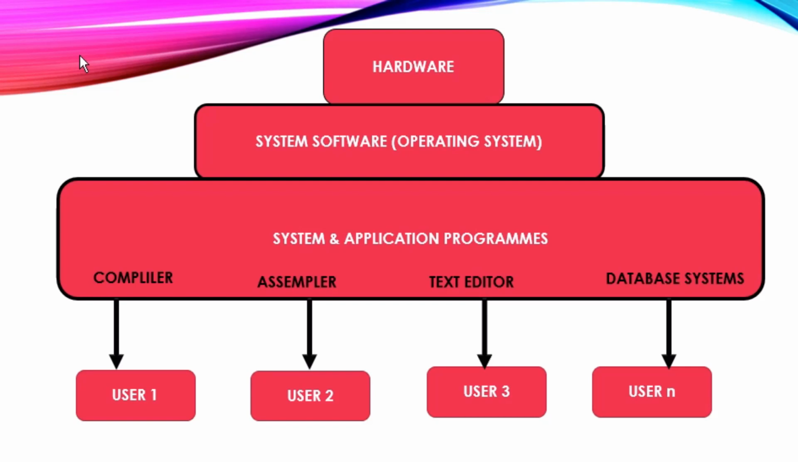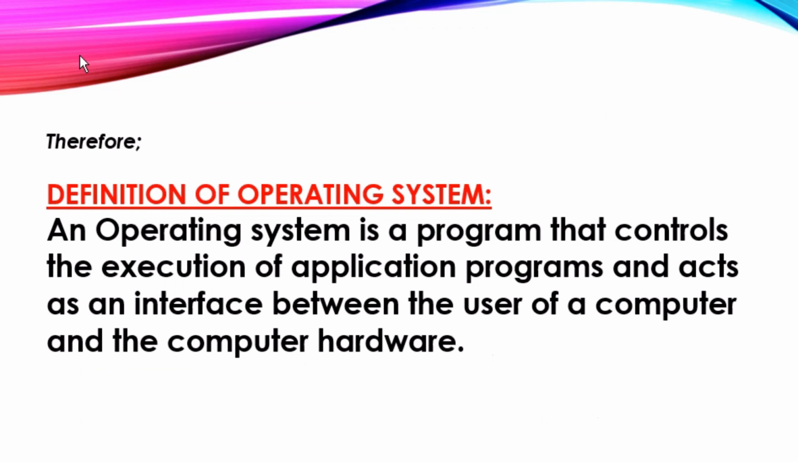For a computer to function, it must have an operating system. This operating system coordinates the use of the hardware, provides an environment for various system programs and application programs to run for various users. Therefore, we can say that an operating system is a program that controls the execution of application programs and acts as an interface between the user of a computer and the computer hardware. Now, that's basically the simple definition of an operating system.